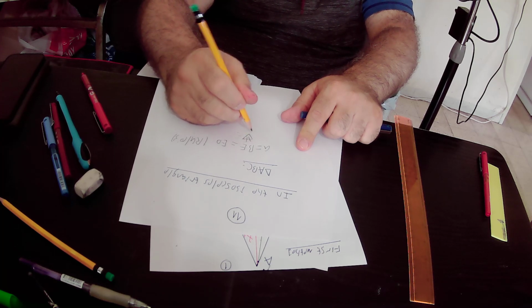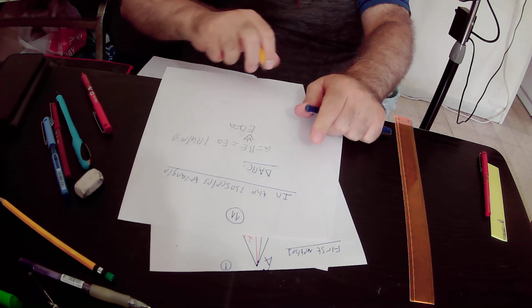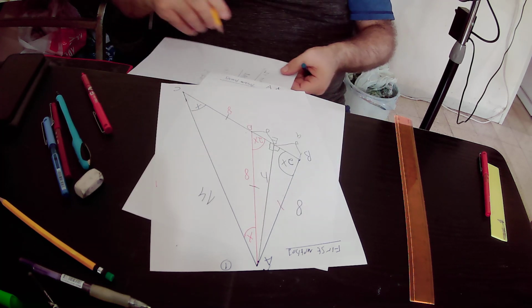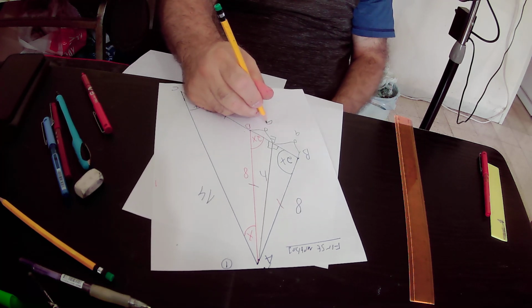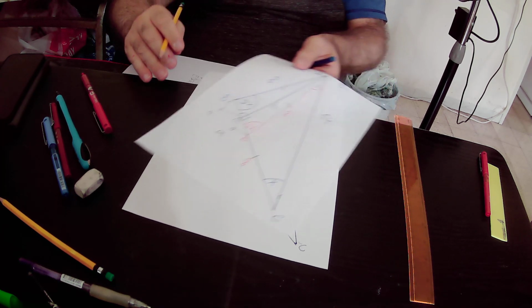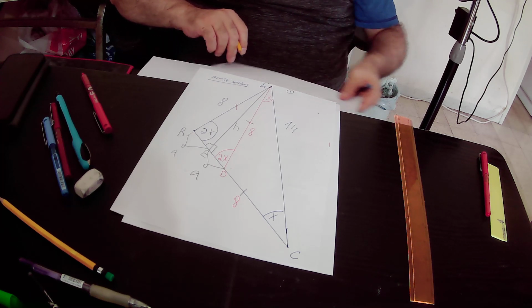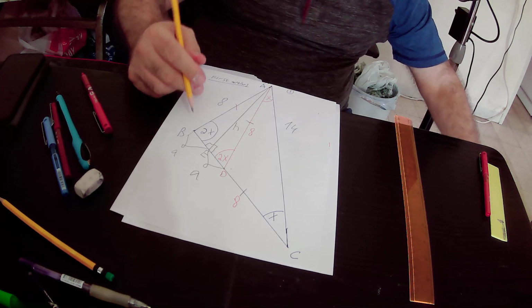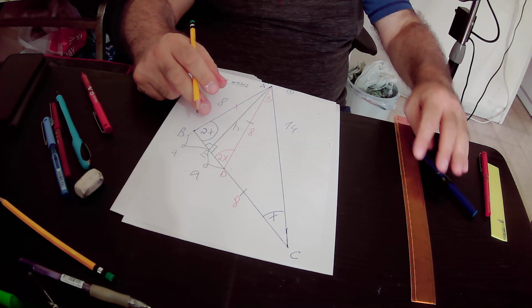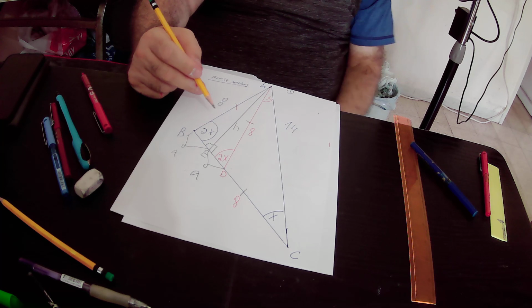Okay, ED also equals to A. So ED also equals to A. And actually, we have here in the drawing two right triangles.